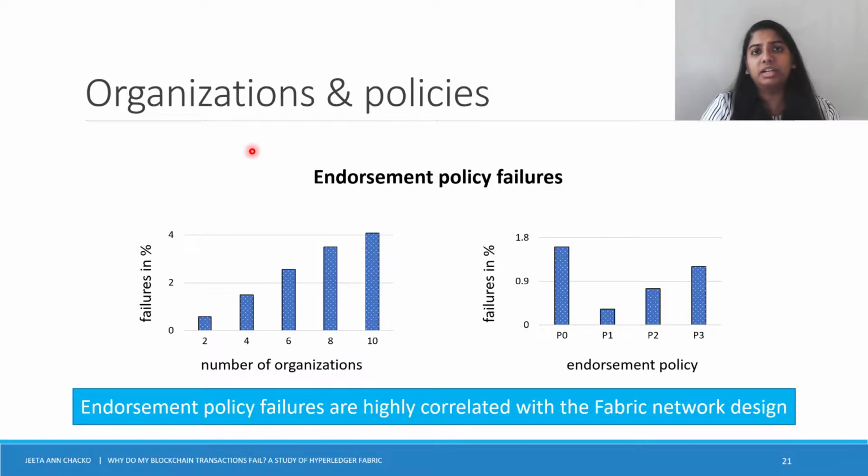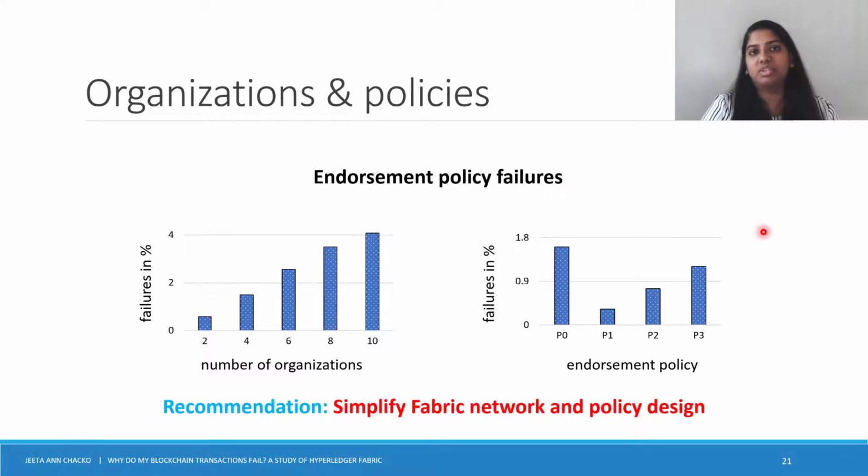Therefore, the endorsement policy failures are related to how you design the Fabric network. So our recommendation is to simplify this Fabric design. For example, the number of organizations need not map to the actual physical organizations in an enterprise. Instead, organizations performing the same functionality or in the same locality could be clubbed together. Similarly, for the endorsement policy, every organization need not be a part of this policy. Only the stakeholders need to be included in the policy.